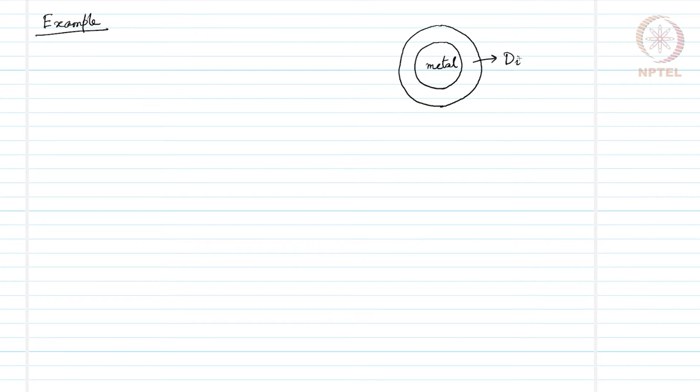Let us consider an example to understand the concept of a linear dielectric material. We have a metal sphere like this. And outside that sphere, there is a coating of a dielectric material like this. This part is a dielectric material.